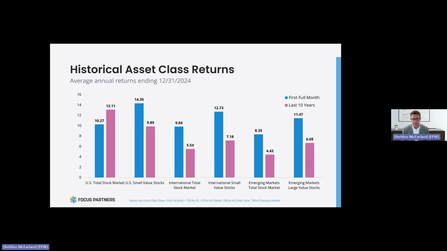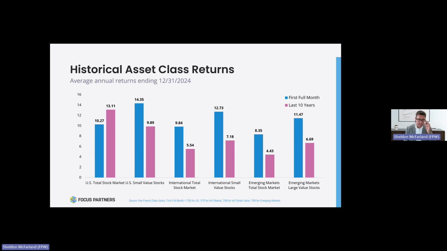Looking at this chart here, this shows different asset classes. So we've got our market asset classes, our small value, emerging markets, international markets. We've got the first full month of data. So what I would call is that blue line there represents the historical data set that we have. We're going back to 1926 for the domestic securities. We're going back to the 70s for the internationals, and roughly 89 for the emerging markets.